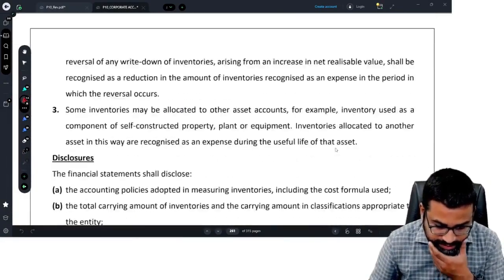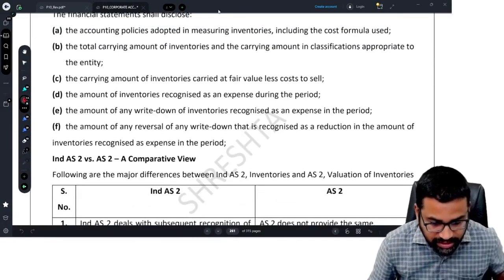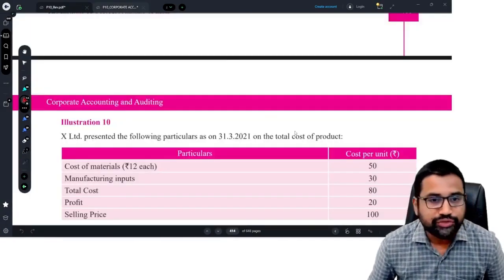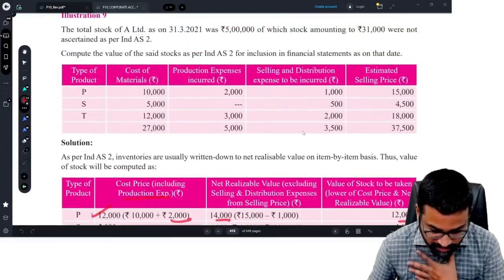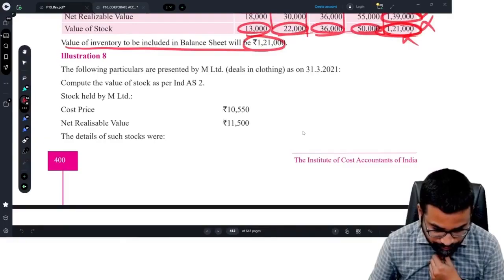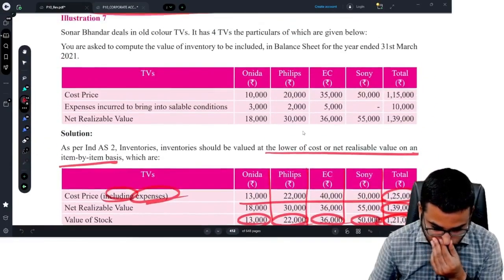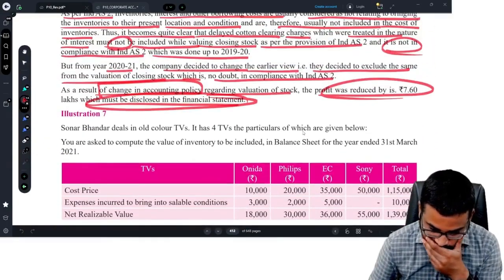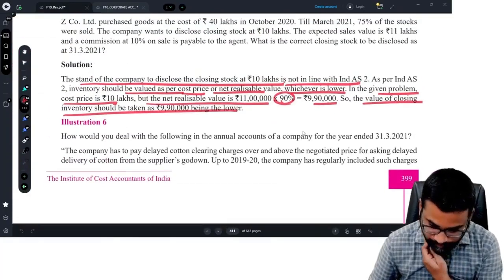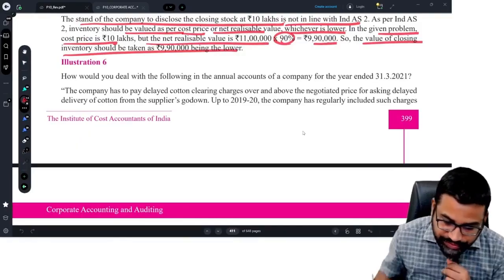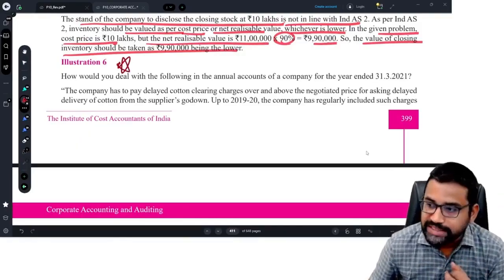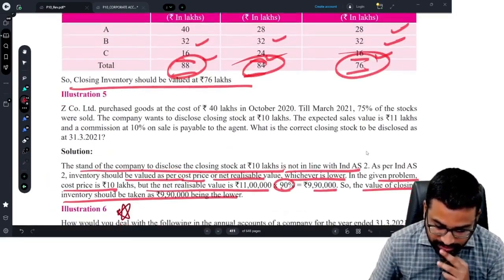Now NRV I discussed. And then finally, disclosures. Relating to AS 2 Inventories, what points we need to disclose, everything will be given here. Illustration 6 is very important. I mean, that interest point I told, generally interest will not be included as a part of cost of inventories, relating to that point.